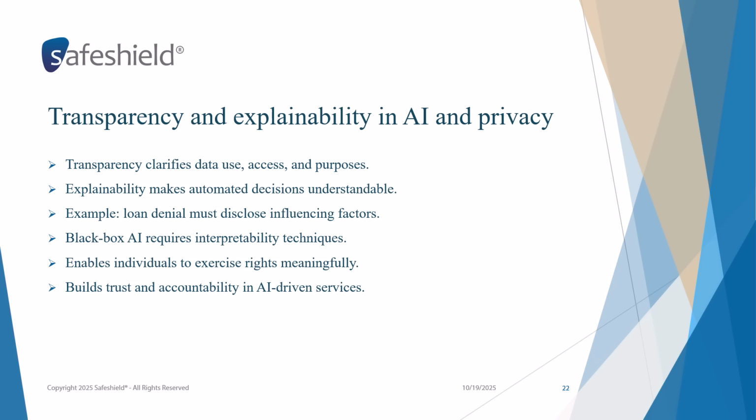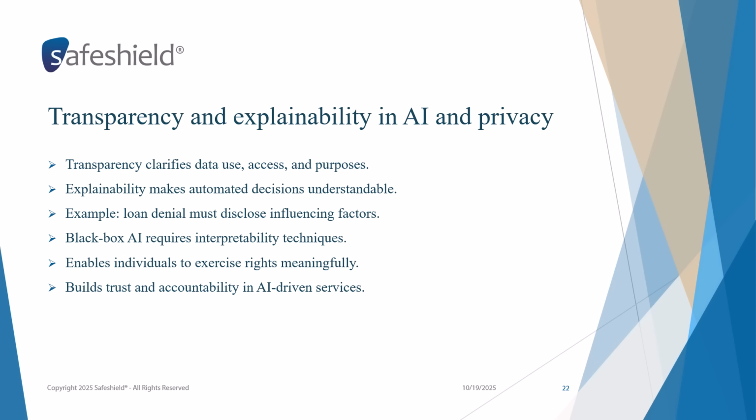Transparency and explainability are not just technical requirements in AI. They are also privacy safeguards. If individuals do not understand how their data is being processed, they cannot meaningfully exercise their rights or give valid consent. Transparency means being clear and open about what data is collected, why it is needed, how it will be used, and who will have access. This includes privacy notices, terms of service, and user interfaces that are written in plain, accessible language.